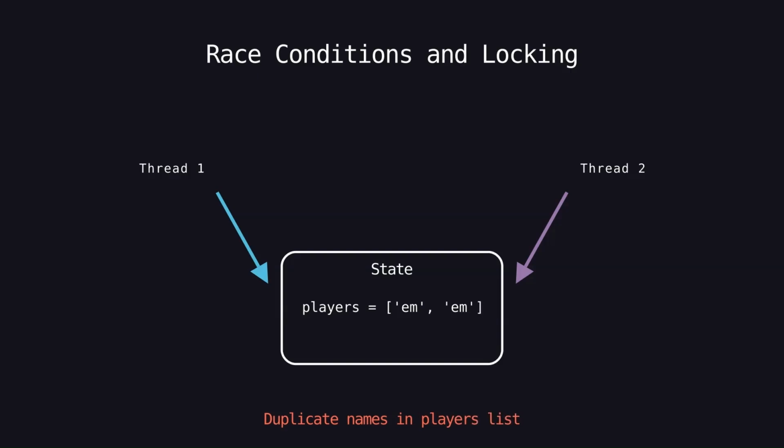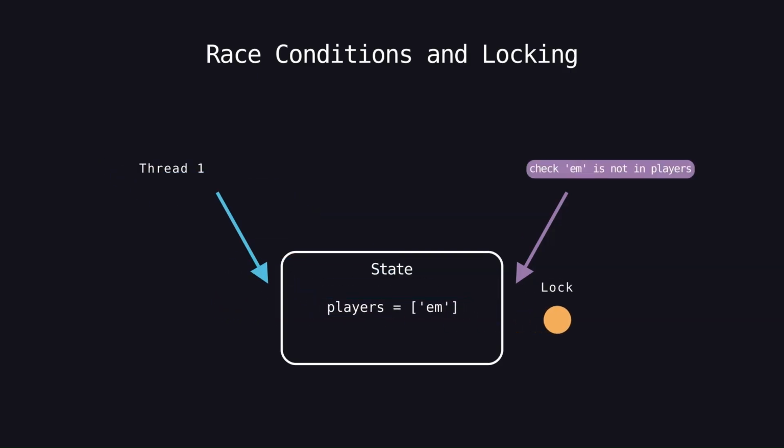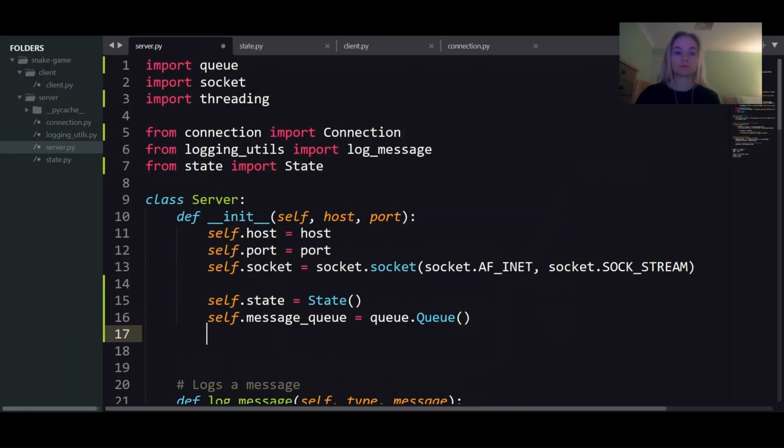To avoid this madness, we use a lock, which is kind of like a do not disturb sign. Only one thread can hold the lock at a time. If a thread wants to update the game state, it first acquires the lock. Once it's done, it releases the lock so the next thread can have a go. In this case, the first thread acquires the lock. It checks the players list. M isn't there, so it adds M. Now it releases the lock and the second thread can have a go. It also wants to add M, but now it sees it's already taken, so it adds M1 instead.